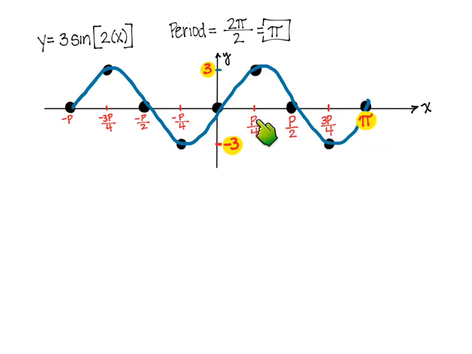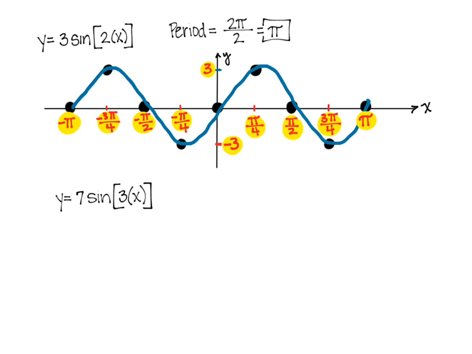Now I'm going to figure out all of these, because I'm going to take that pi, because that's my period. I'm going to do pi divided by 4, pi divided by 2, and 3 pi divided by 4. And I get those. We do the mirror of those over here, the negatives of them. And now we have the graph of y equals 3 sine of 2x.